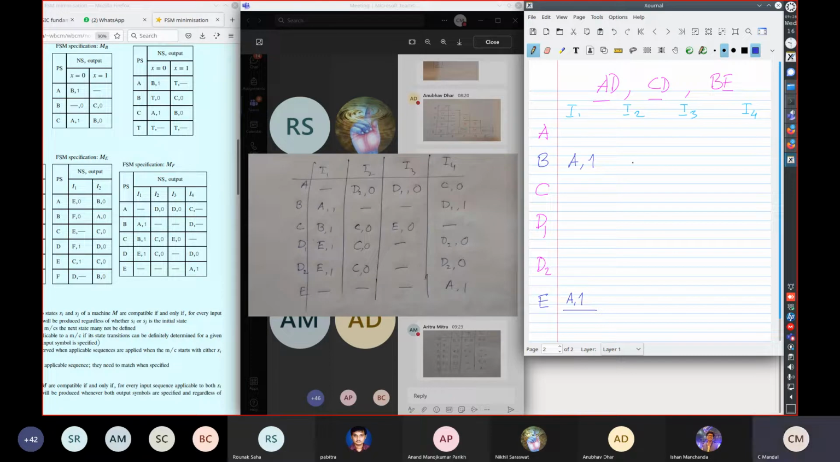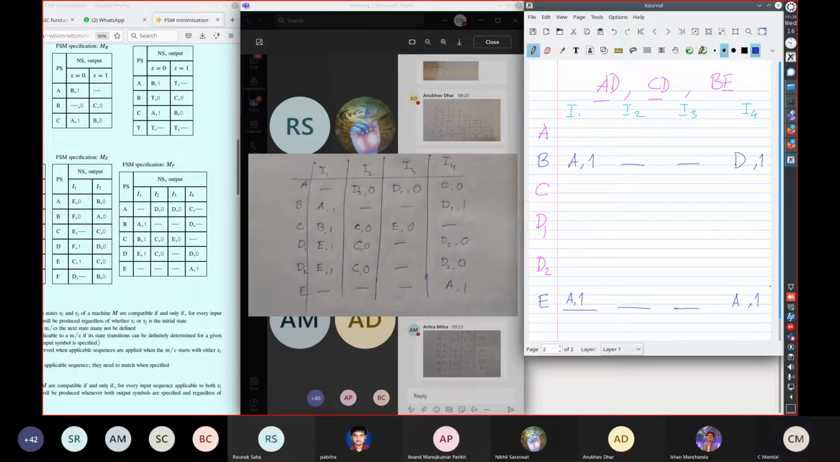Now here, since both are don't care, I leave them as they are. Here also both are don't care, so I leave them as they are. Here it is going to D, and with an output of 1. And E is going to A with an output of 1.